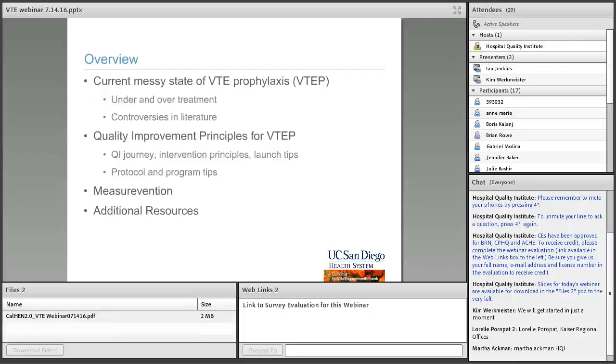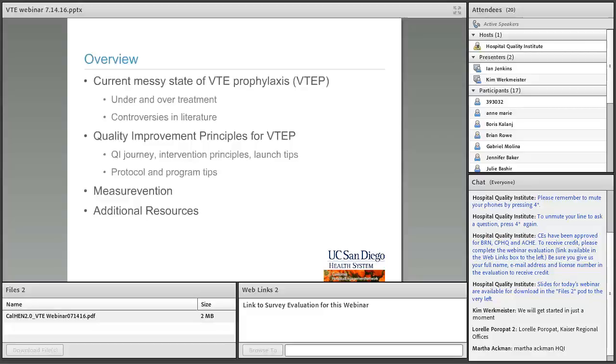An overview of the talk, we're going to briefly cover how things are going right now. We have problems with under and over treatment. And I'll also talk about some of the ongoing controversies in the literature. This is actually a very complex area, but I'll try to touch on it.